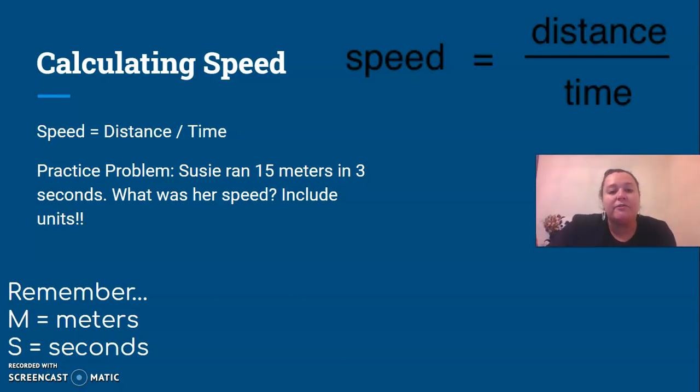All right, so the first thing you need to do is figure out the distance, which in this problem is 15 meters. And then you divide it by the time, which is 3 seconds. And so once you divide those two numbers out, you get 5 meters per second.